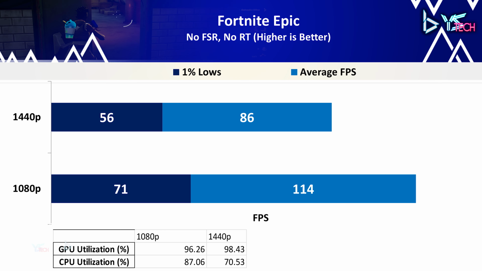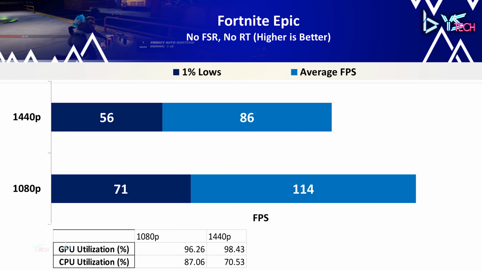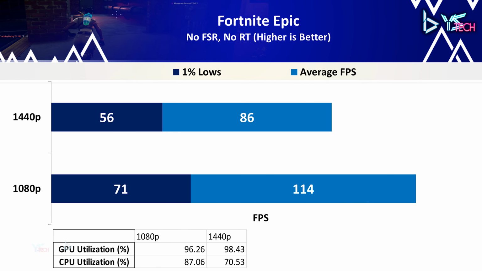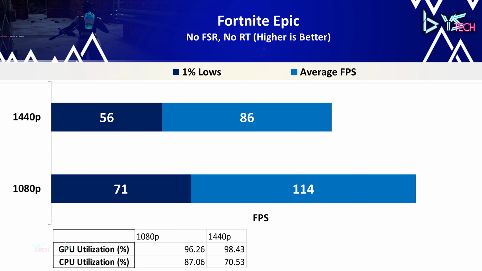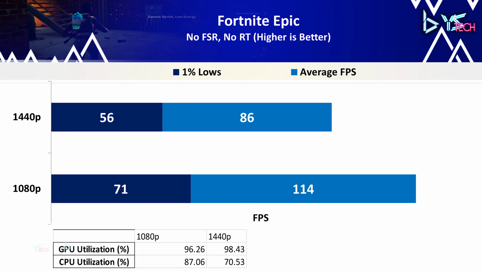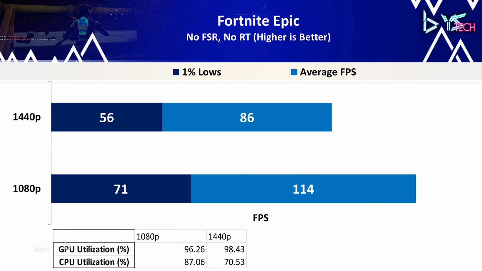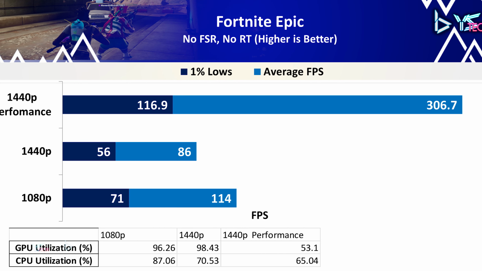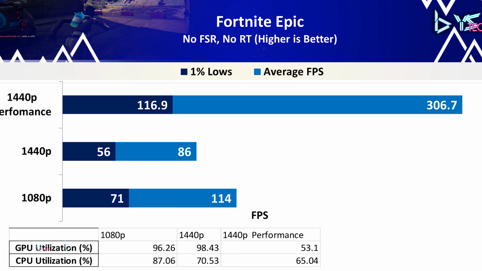I'd also like to note the high GPU utilization rate on 1080p and 1440p, being 96.26 at 1080p and 98.43 at 1440p. So let's take a look at Fortnite performance settings now. Let's have a look at Fortnite with performance settings on at 1440p.